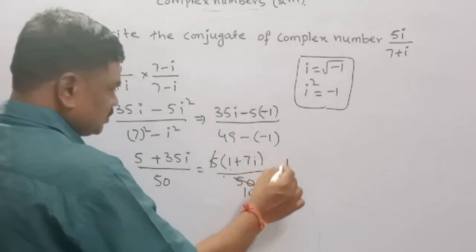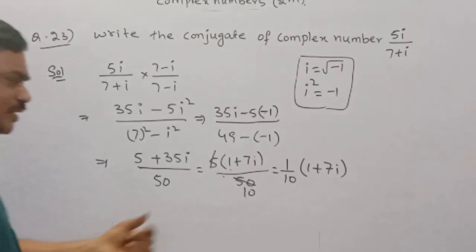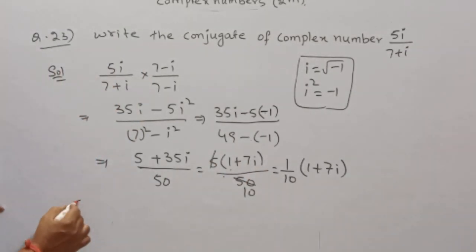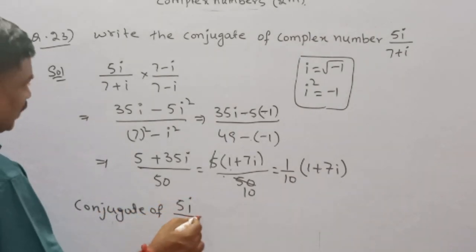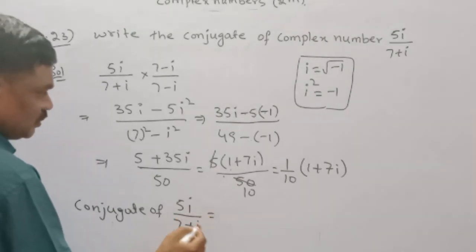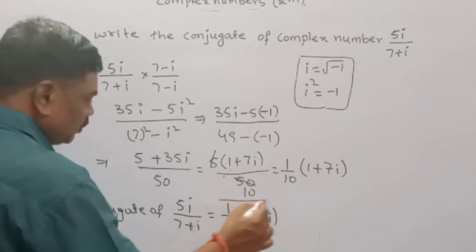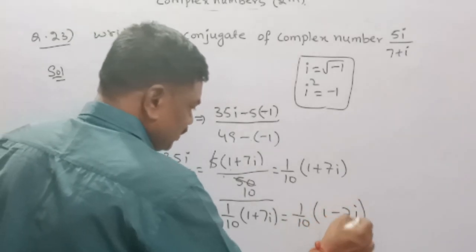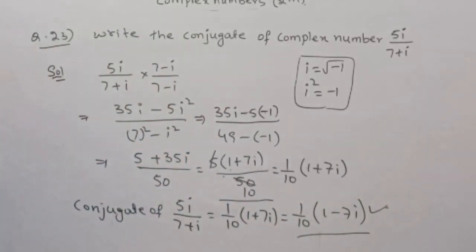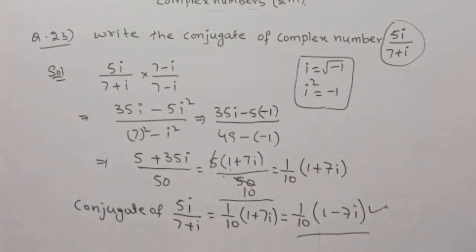5/50 is 1/10, so 1/10 of (1 + 7i). We have to write the conjugate of this. The conjugate of 5i/(7 + i) is equal to the bar of 1/10 (1 + 7i), which is equal to 1/10 into (1 - 7i). This is the conjugate of the given 5i/(7 + i). That's all.